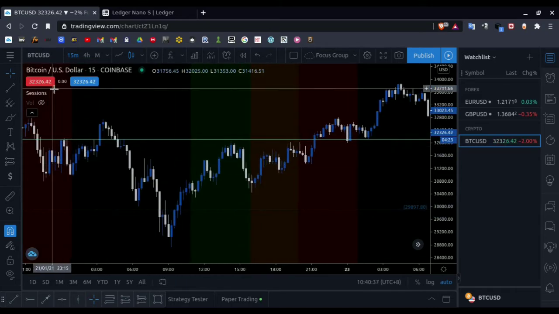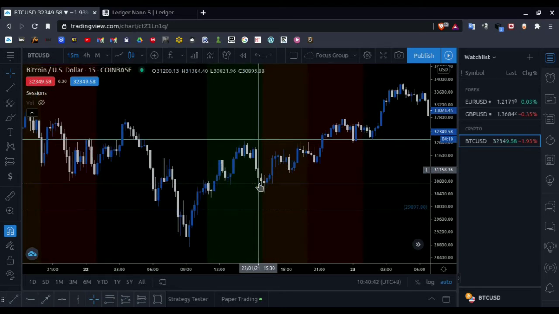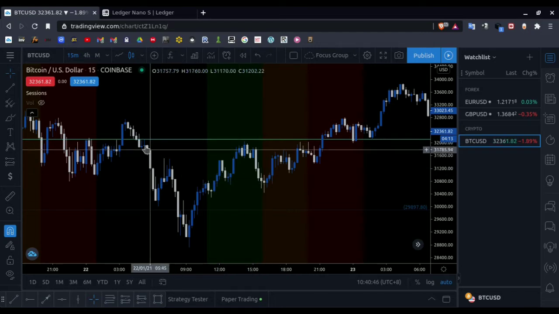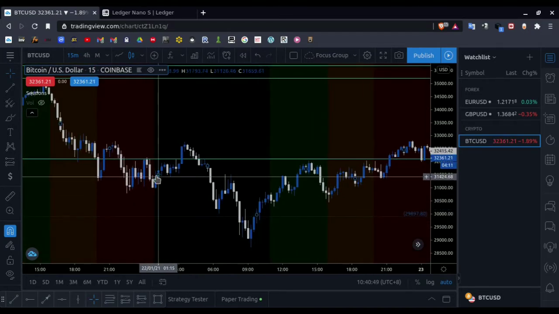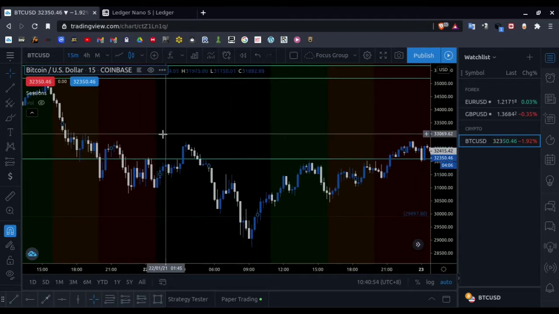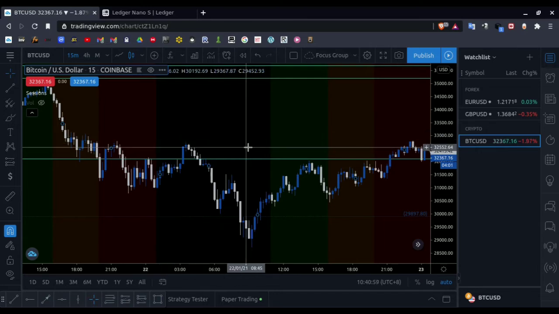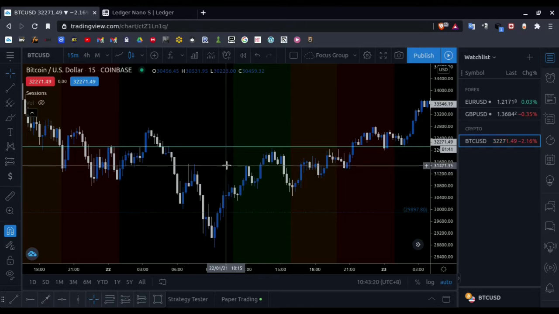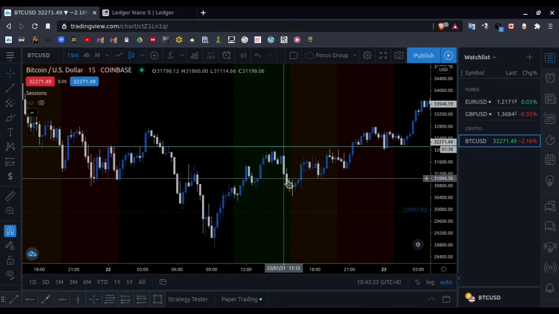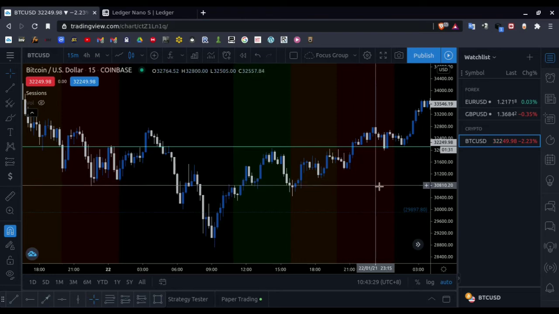Now I think when you first use it, it won't look like this. I think there will be another color. So as we all know, there's 3 sessions. There's the Asian session, there's the London session, and then there's the New York session. In my time zone, this is where the Asian session starts. This gray or dark gray zone is where the Asian session starts, and this is where it ends. London starts over here with this green shaded part, and London goes all the way till here, and then this is where the New York session starts, and New York ends over here.